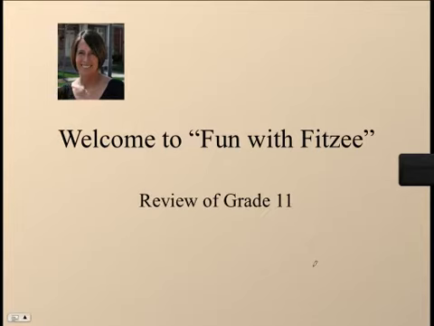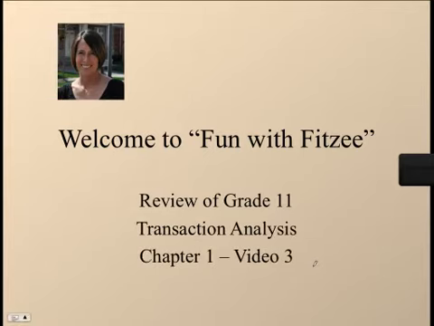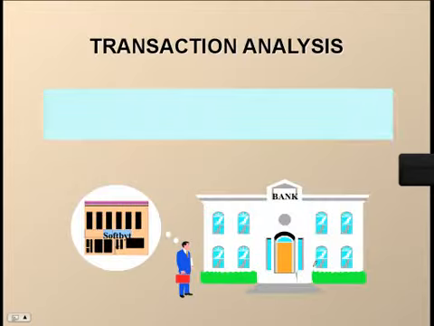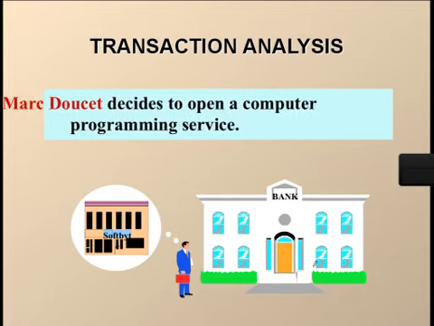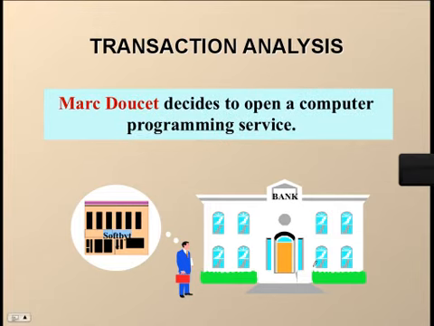We are still in Chapter 1, which is Review of Grade 11, and this is going to be Chapter 1, Video 3. We are going to be focusing on business transactions via transaction analysis sheets. What we're going to do is walk through a few transactions using this company. Mark Doucette is the owner, and he decides to open a computer programming service.